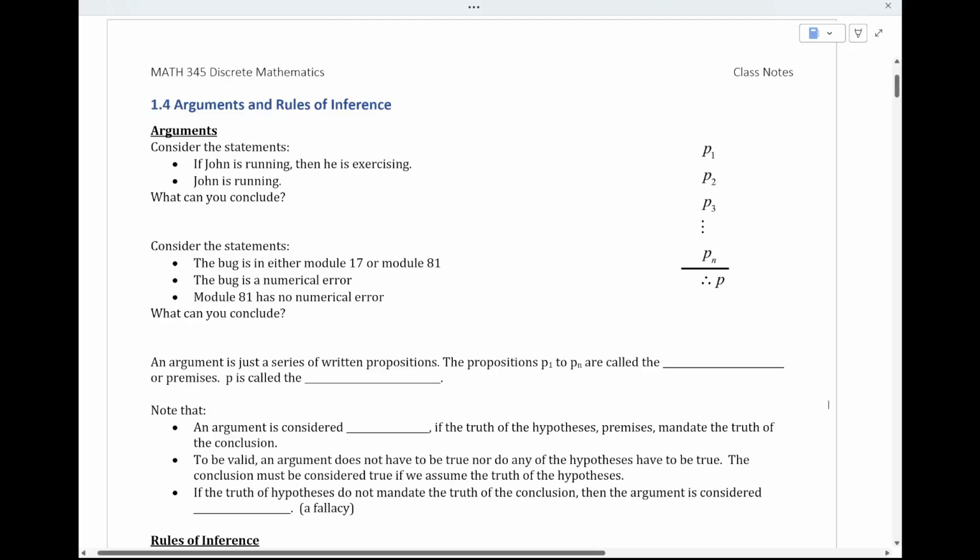Hi, hello, welcome. This is Discrete Mathematics, and today we're talking about arguments and rules of inference. Let's start off with a couple of arguments.